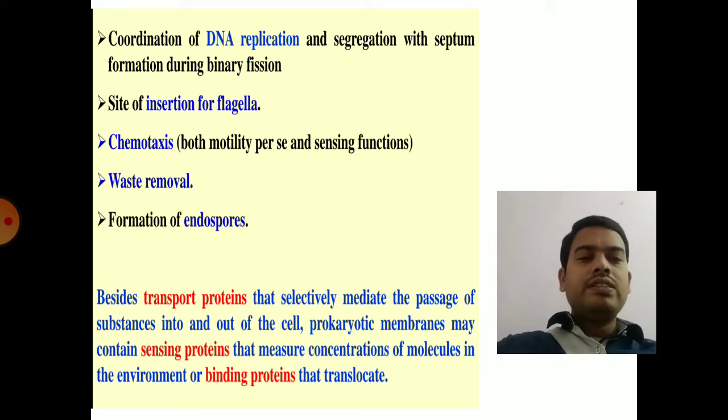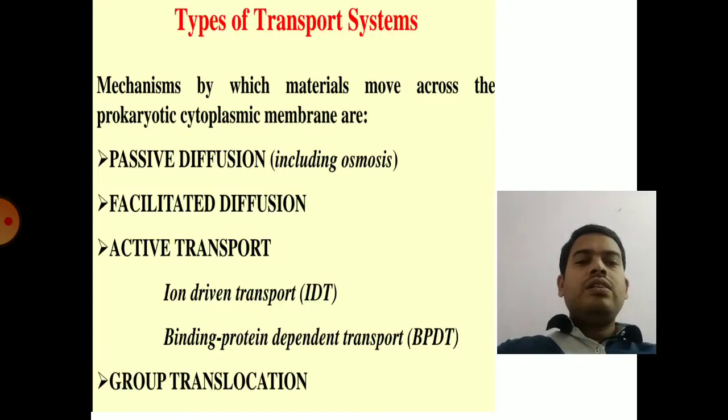These are the functions of the plasma membrane. Coming to the transport systems in bacterial cells, there are four major types of transport systems: passive diffusion, facilitated diffusion, active transport, and group translocation. The first one is passive diffusion.